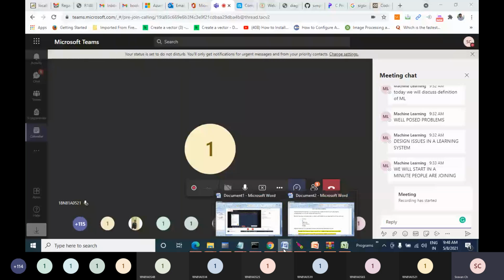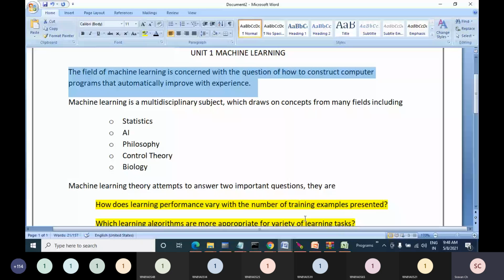The field of machine learning is concerned with the question of how to construct computer programs that automatically improve with experience. So, what do you mean by experience? From where do computer programs get experience? All these things we need to understand. Each and every word is important, because nowadays wherever you go, people say, I'm doing a project in machine learning, I'm working in ML. That's the reason the fundamentals of ML are very important for everyone.